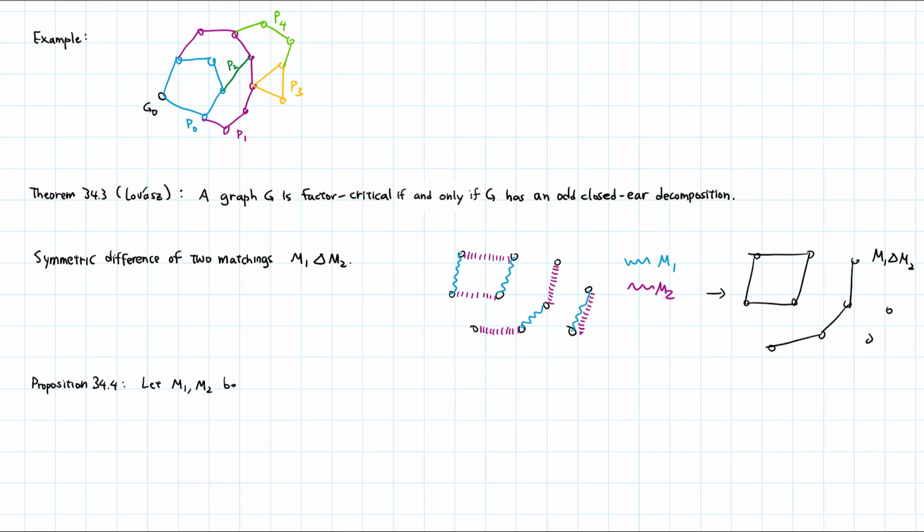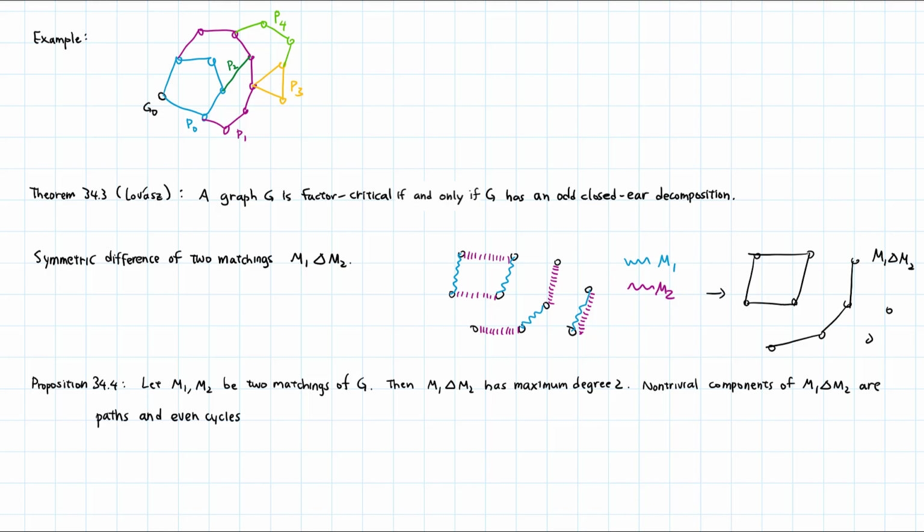Let M1, M2 be two matchings of G. Then, the symmetric difference of M1 and M2 has maximum degree 2. That is because each vertex is incident to at most one edge from each of the matchings. So this means that non-trivial components of M1 delta M2 are paths and even cycles. Moreover, the edges will alternate between M1 and M2 on these paths and cycles.